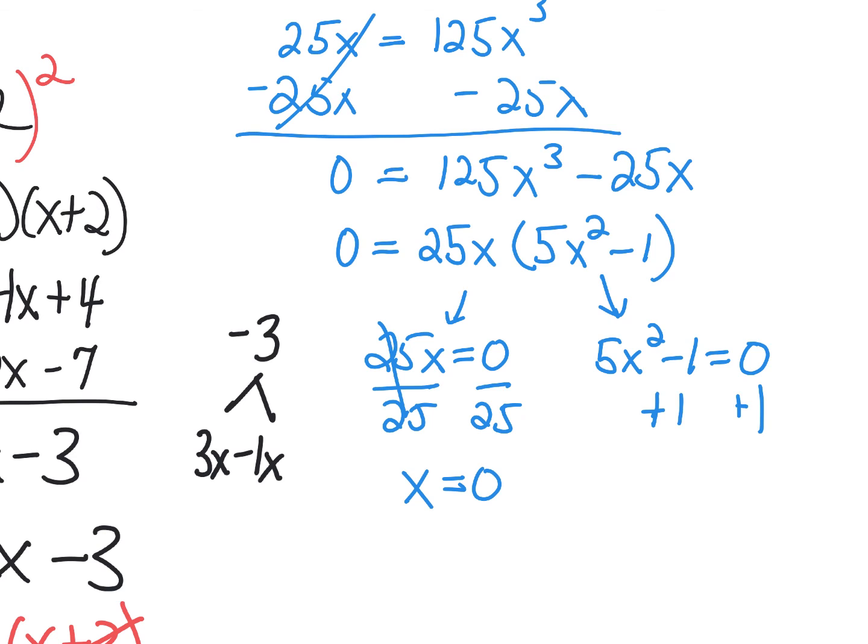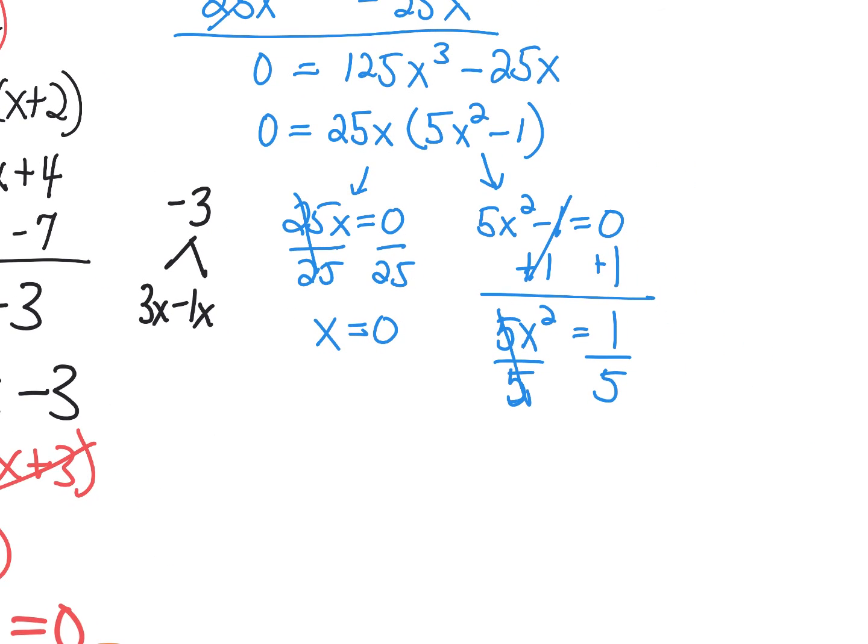So I'm going to add 1 to both sides. And we have 5x squared equals 1. I would then divide both sides by 5. I gotta get that x squared all by itself. So I have x squared equals 1/5. To get rid of your squared, you are going to square root both sides, which involves square rooting the top and square rooting the bottom.